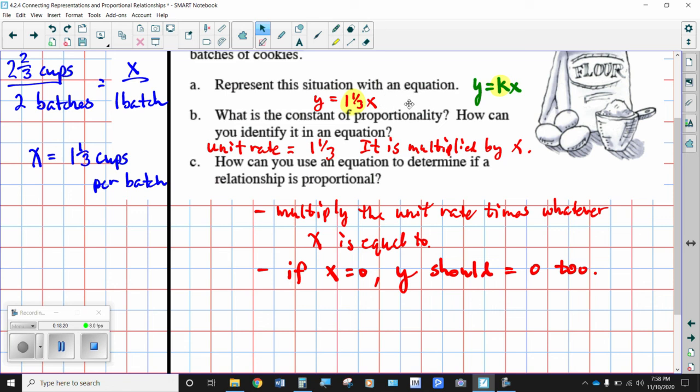So think about the 50-cent cup for the jelly bean yogurt situation. Adding 50 cents per cup changed it so it was no longer proportional. So it has to be in this form. And so when x is 0, 0 times anything gives you y is equal to 0.